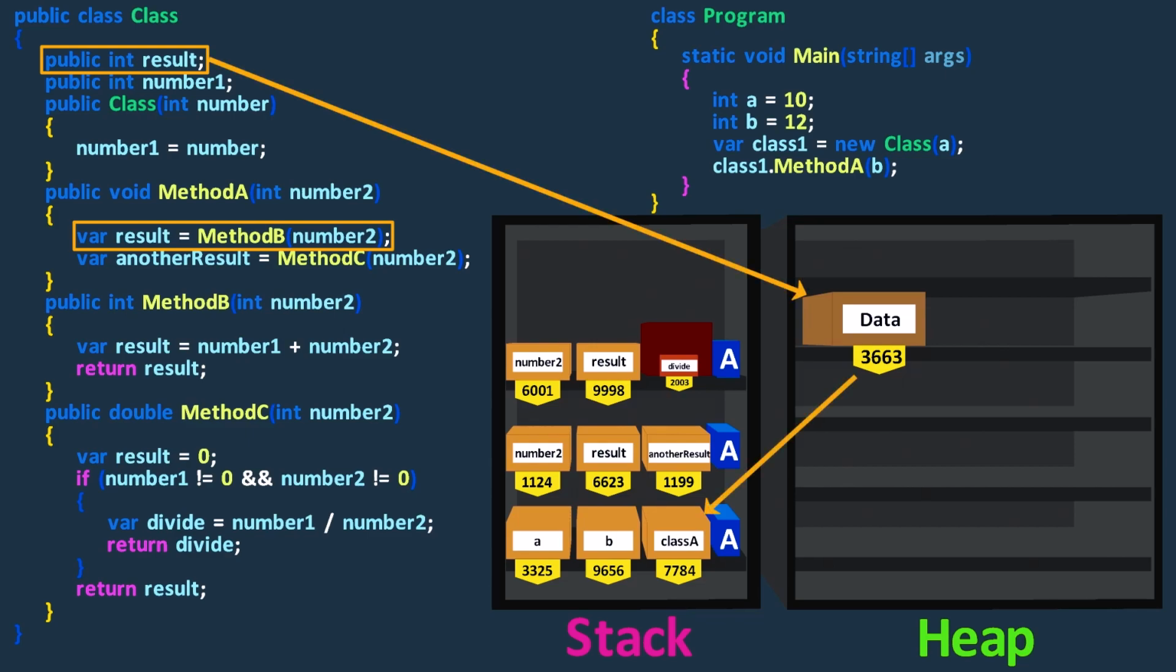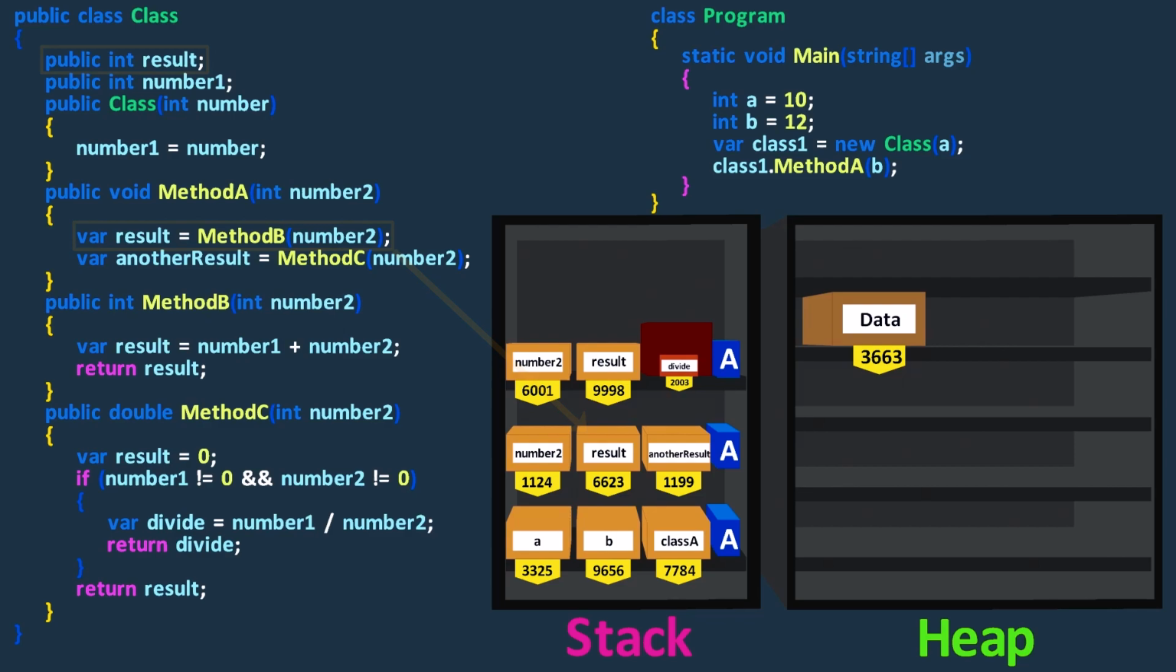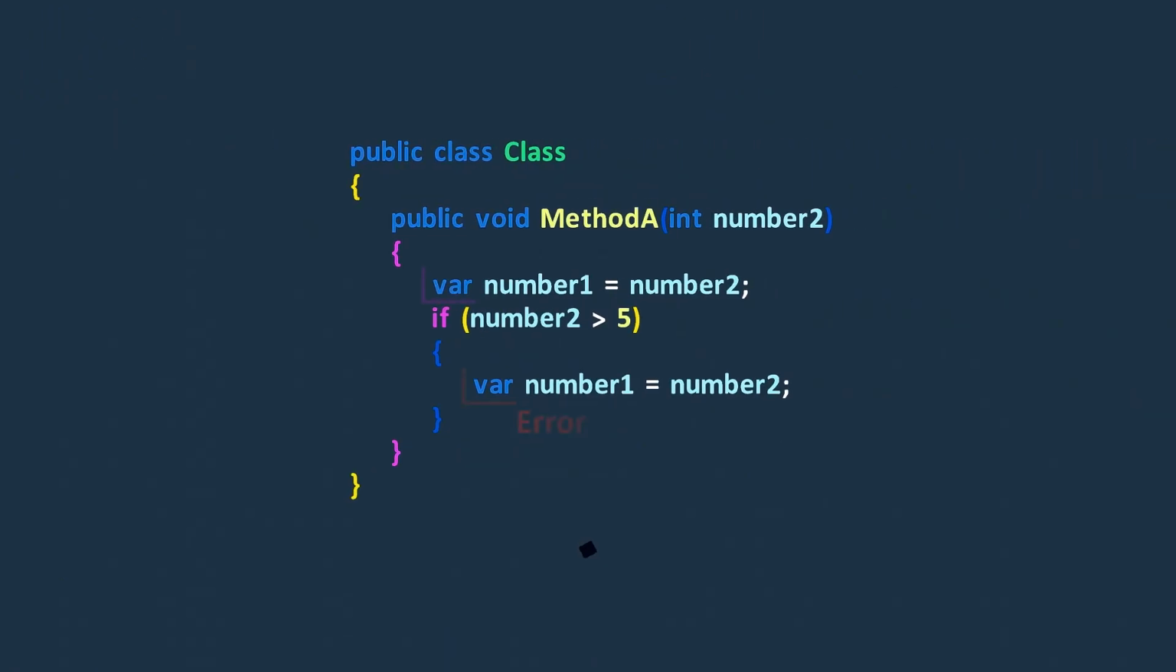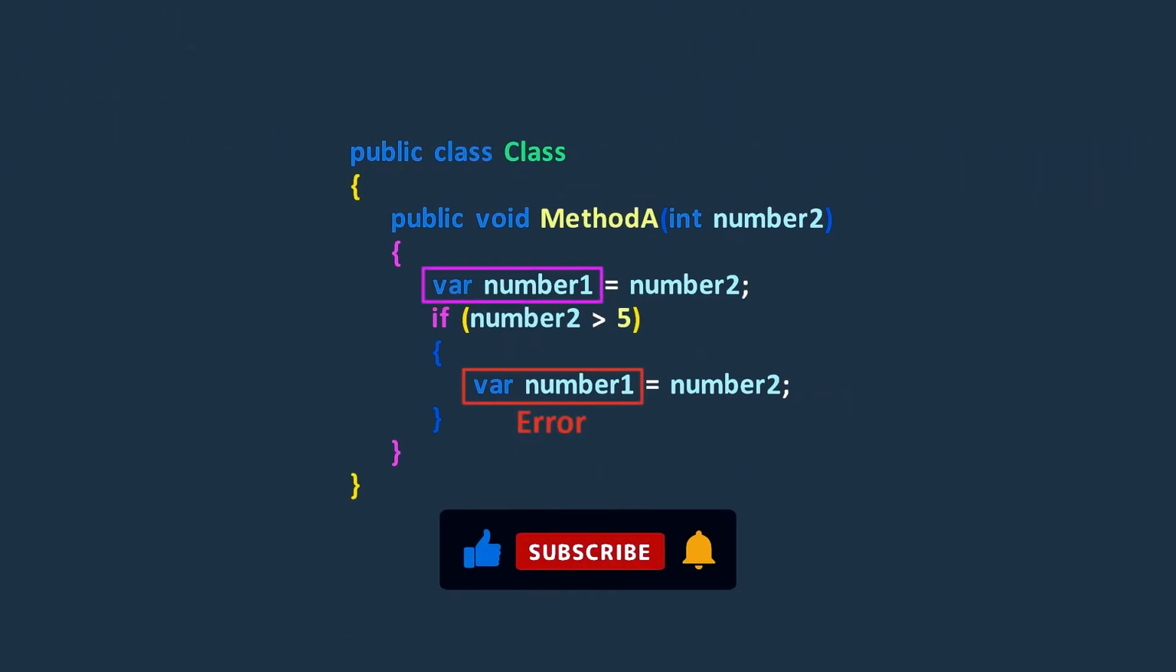The first one has the class level scope and is stored in the heap along with other object fields. On the other hand, the second one has the method level scope and is stored in the stack frame of the method where it's declared. Okay. It's important to note that we cannot declare two variables with the same name in a stack frame even if their scopes are different.